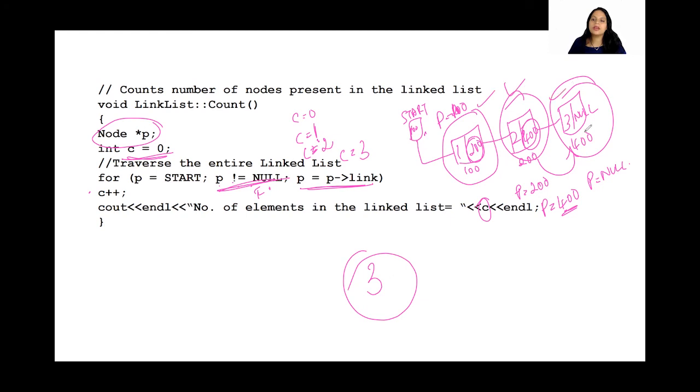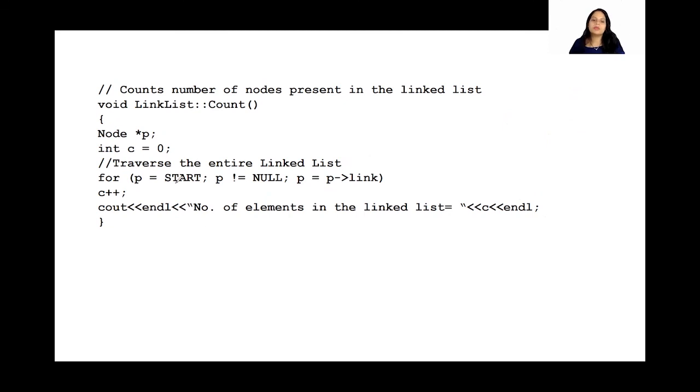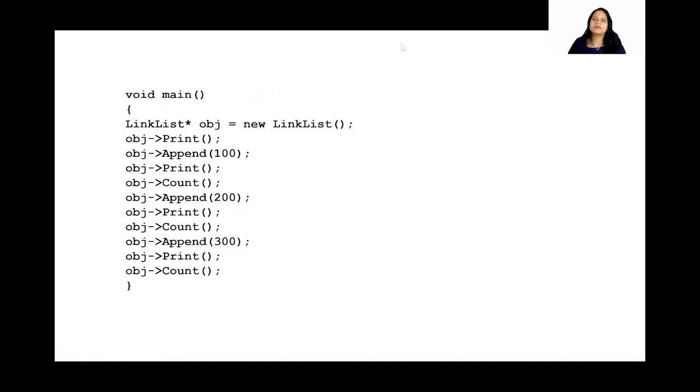How many nodes do I have? I have 3 nodes, right? So this is how we are going to count. We are going to start with P. I'm going to initialize it to start, and I'm going to go to each node until my P value becomes null. And I'm going to increment a counter, which is going to count the number of nodes. So this is about my count function.